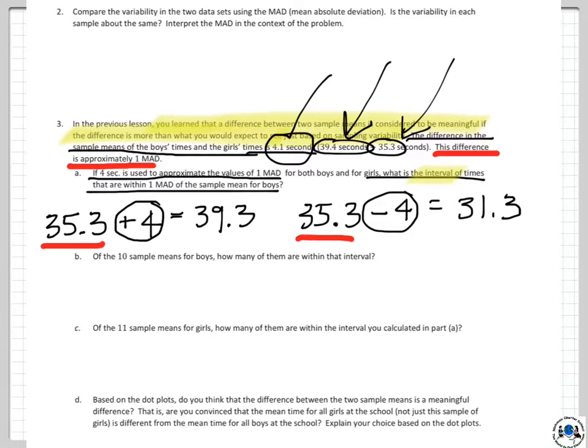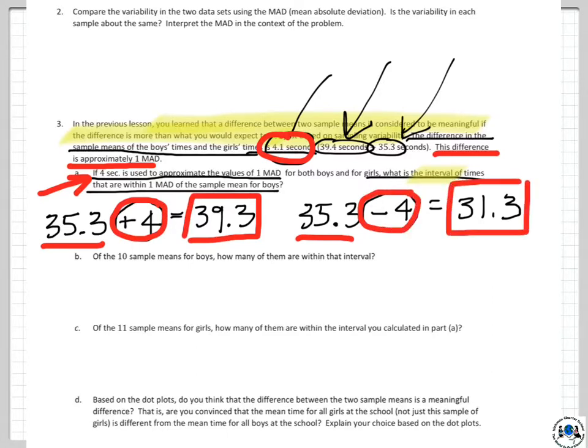Now they used 4 seconds here as the MAD, even though we figured it was 4.1 seconds. If you used 4.1 seconds, that's fine. I just used the 4 seconds that they recommended. I guess it gets rid of a decimal point, makes it easier for us. So as it is mean absolute deviation, we are going to add 4 to get one end of our interval, and then we are going to subtract 4 from the mean to get the other end of our interval.